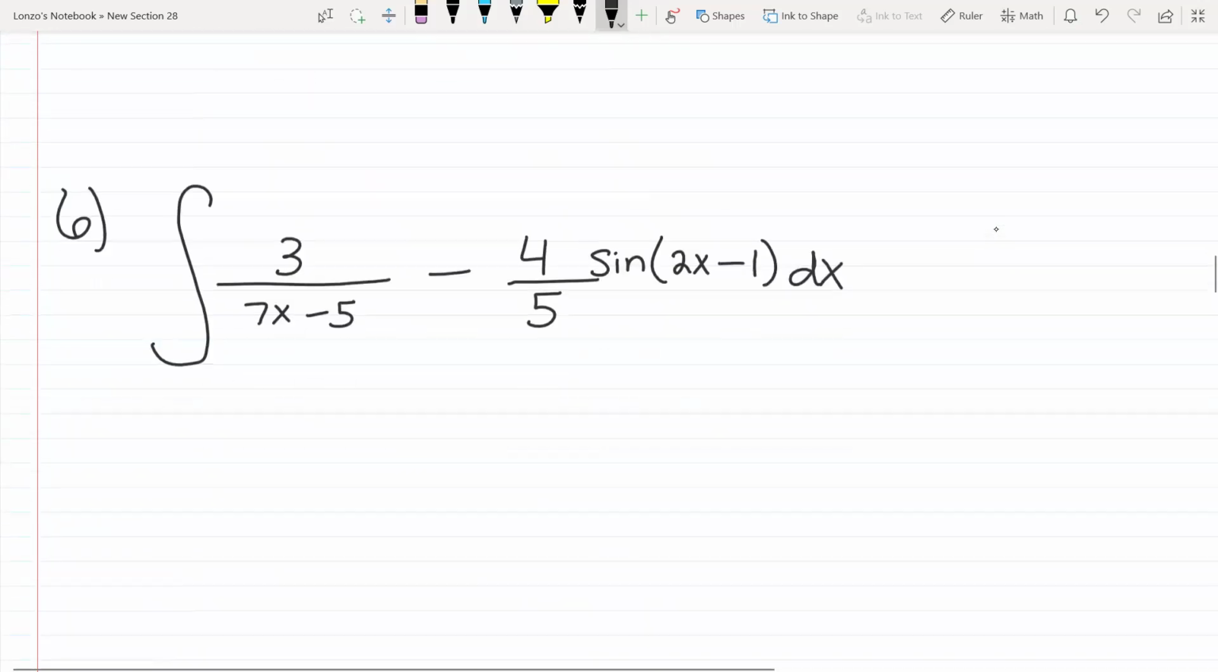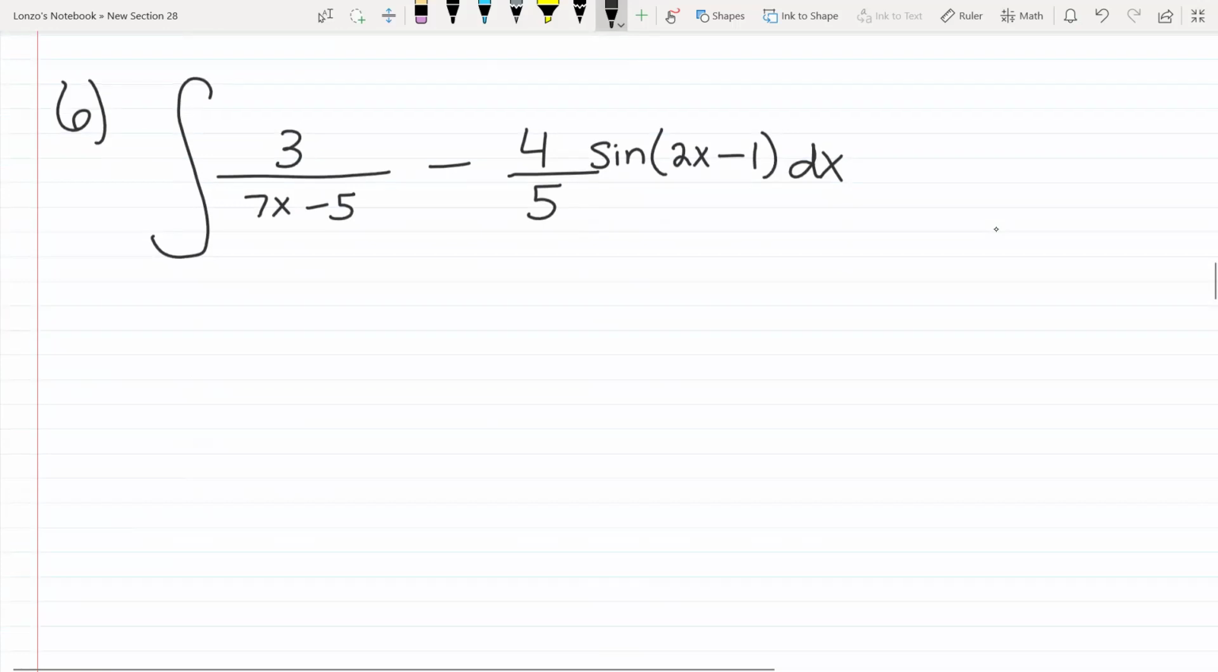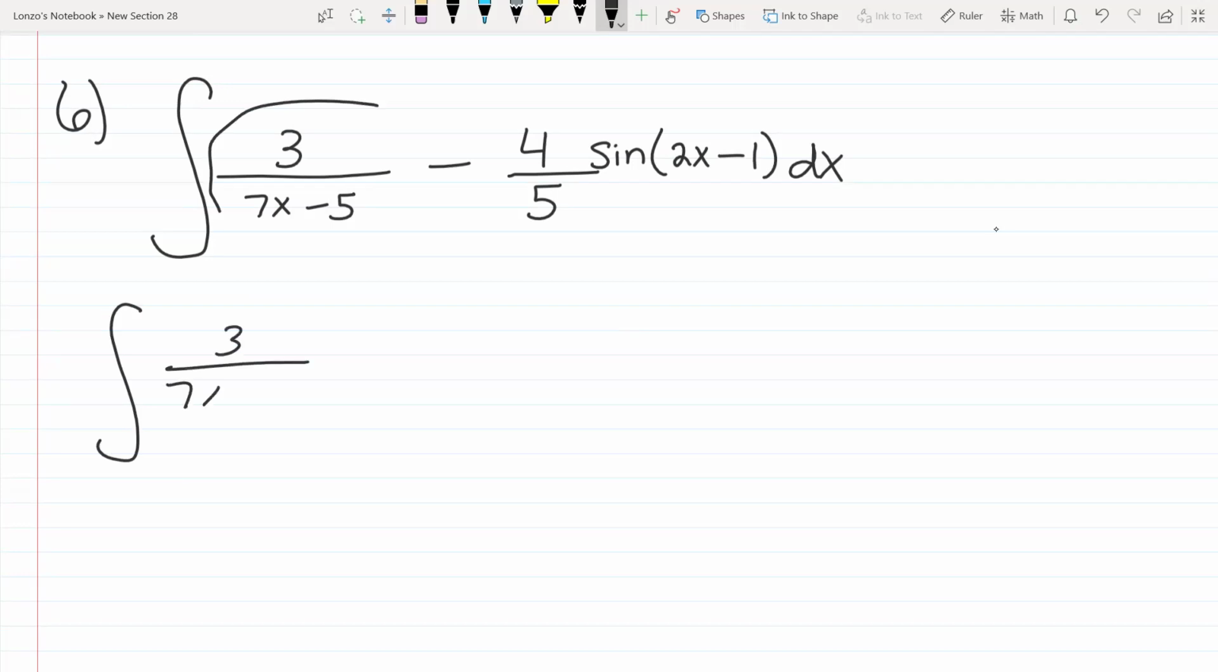Okay, next one. We have the integration of 3 over 7x minus 5 minus 4 sin of 2x minus 1 dx. So I'm just going to take the integration separately, because I see they're separate. That's what I'm going to do first. This part right here can be written as 3 over 7x minus 5 dx, minus the integration of this.